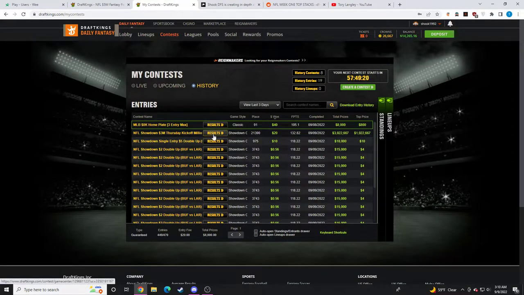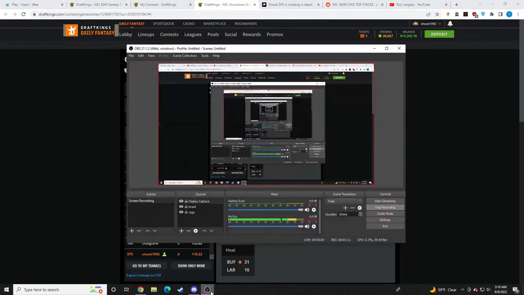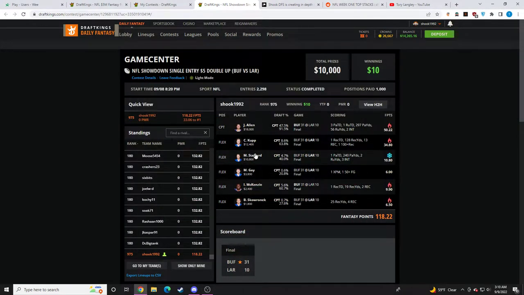My cash lineup was this. Kind of made a mistake here. I should have went Diggs and Allen Robinson over Matthew Stafford and Matt Gay. It was those two lineups I was between. I did eventually choose the Matthew Stafford and Matt Gay route. That was definitely a mistake on my part. Should have went with Allen Robinson and Stefon Diggs over those two. But you live and you learn. I usually don't play cash for showdown, so I was a little bit out of my element there. But for main slates, cash is my specialty.